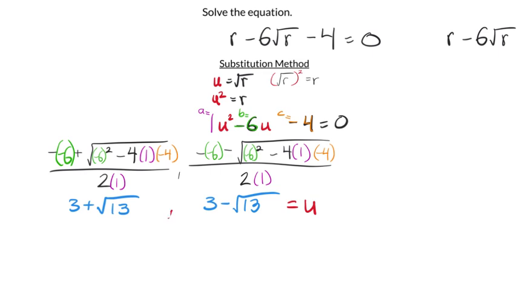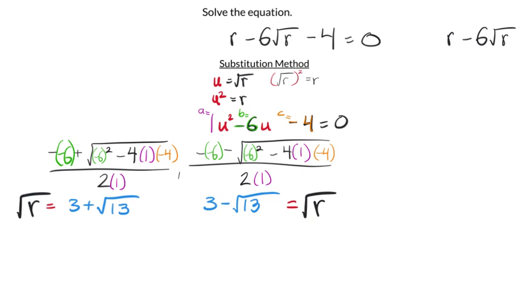also a different value of u, and then what we have are two equations that we need to solve. But now I would go in and say, you know what, I don't really care to have the u's anymore. Let's put this in terms of r. So we know that u represents the square root of r. So we're going to put that one there, and we're going to put the square root of r over here as well.